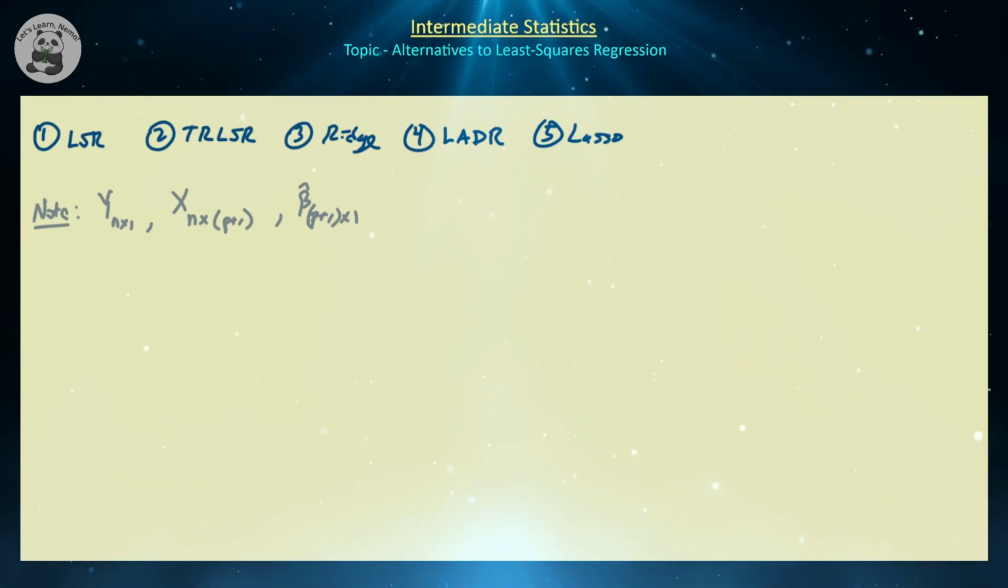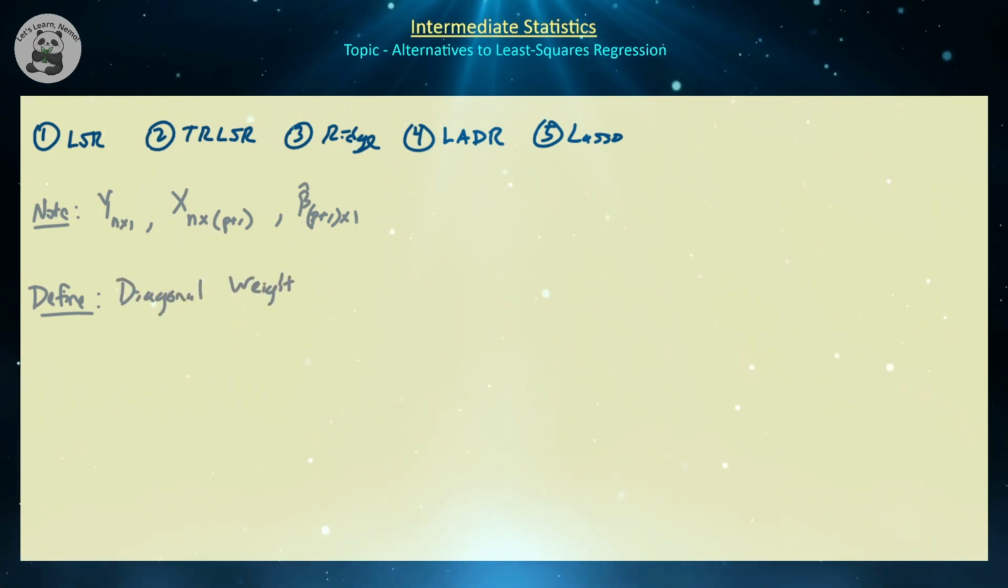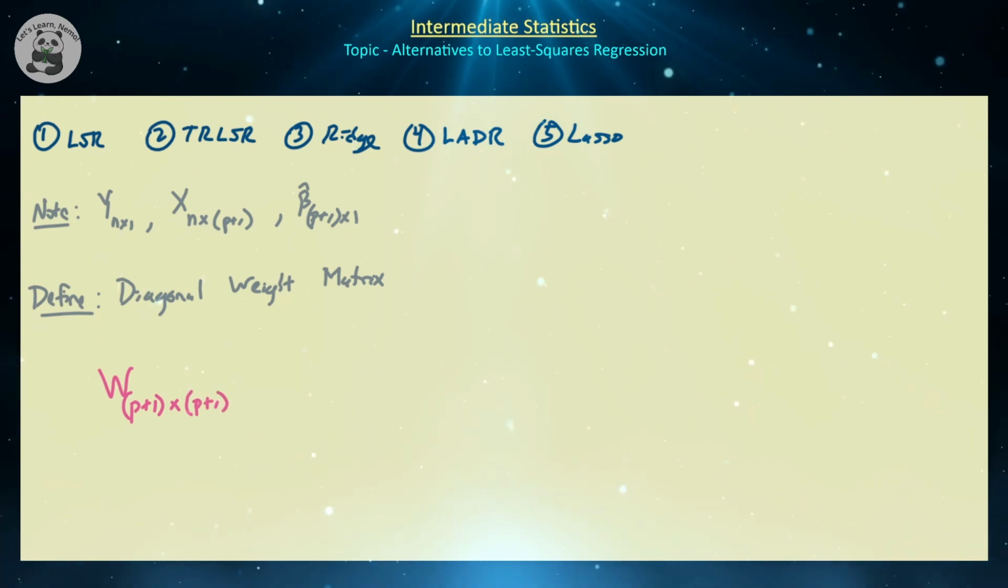So now what we're going to do is define a new matrix, and this matrix is going to be called a diagonal weight matrix. So this matrix, which we're going to denote by W, is going to be a p plus 1 by p plus 1 matrix. So it's similar to maybe some other matrices that you've seen before, which I'm not going to bring up here.